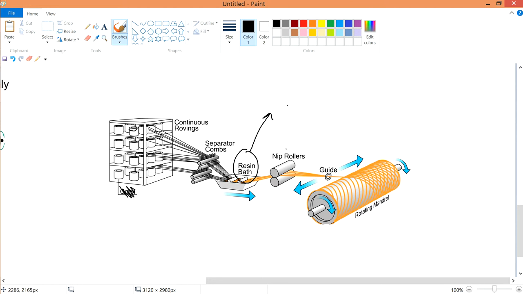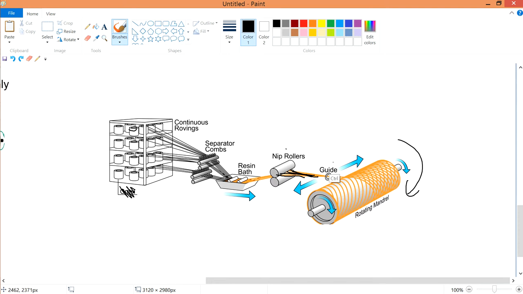This resin bath is to surface treat the fibers with a certain resin, to protect them and to make them elastic and things like that. I'll not go into details, but this is the resin bath. Over here it comes up to nip rollers, which roll all these so-called rovings or fibers into this form, onto a rotating mandrel. You will keep rotating and rotating.